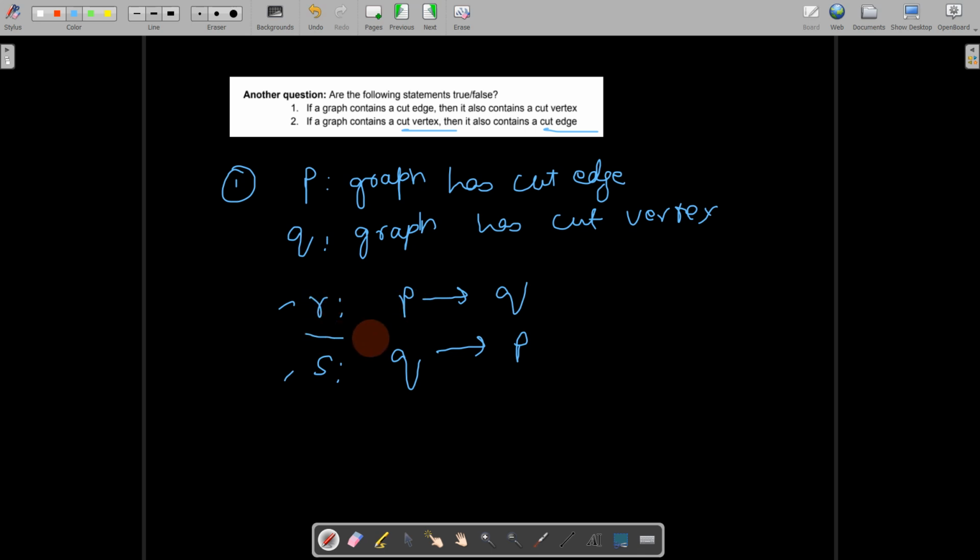Let us see the R statement first. Before going there, we will try to find a counterexample. We will assume that this R statement is false, and we will see if we can come up with a counterexample that does not satisfy this. That means it has a cut edge but does not have a cut vertex.